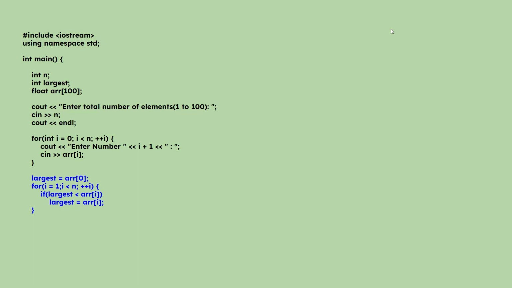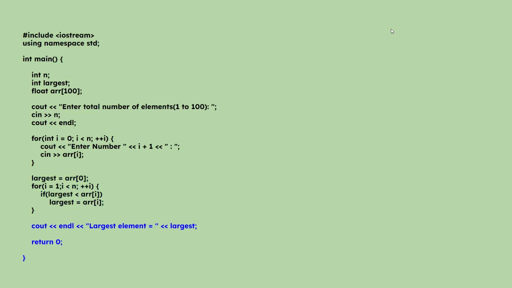We're going to loop through each value of the array, and then we're going to use that if statement to check if the previous number was greater than or less than the current value. If the current value is greater than the previous value, then largest is going to be set to the array value at the current position.